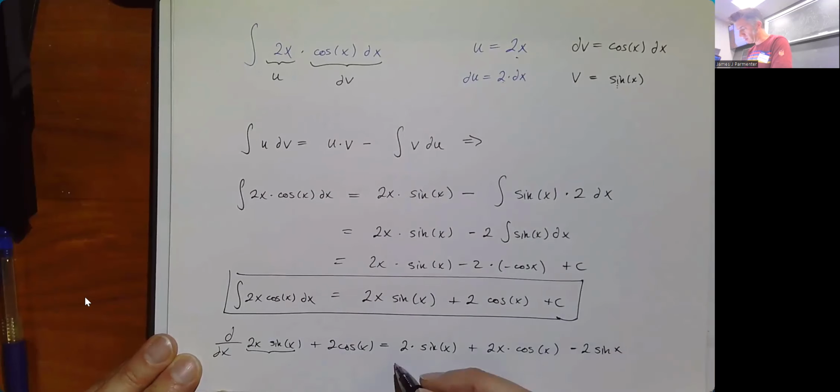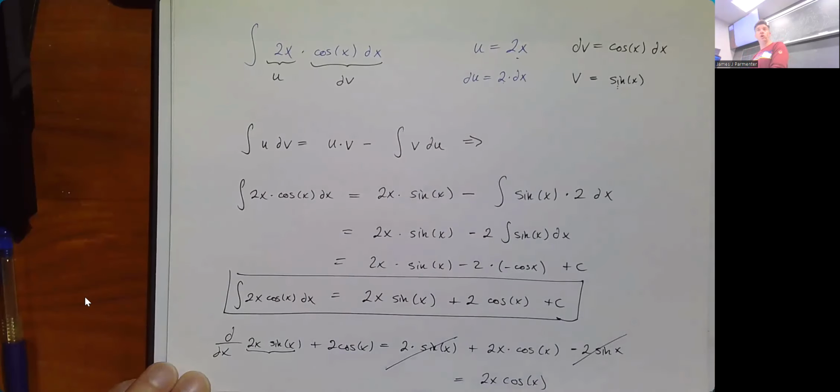And look, the 2 sine x and the negative 2 sine x add to 0, and you're left with 2x times cosine of x. Exactly as we should. If you take the derivative of the antiderivative, you should get back the function that you started with. You don't ever have to do that. I'm just showing you that so you're like, oh yeah, we actually found the antiderivative of that, and it's equal to 2x sine of x plus 2 cosine of x.